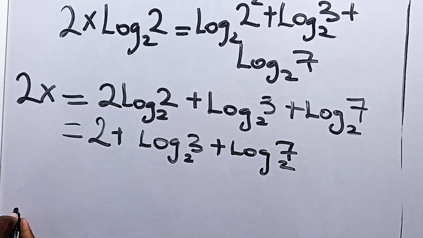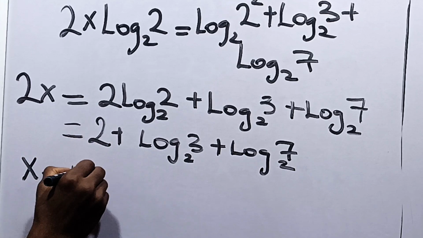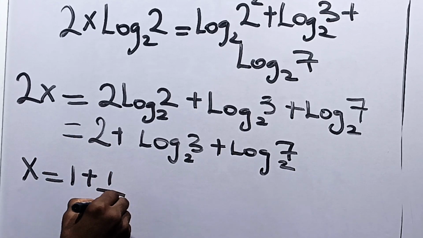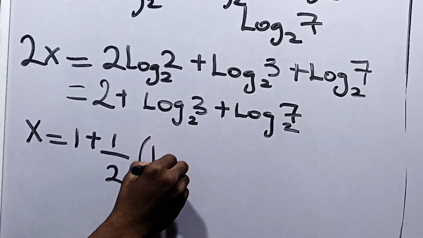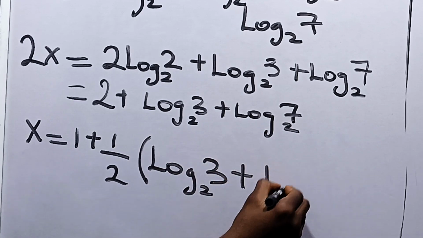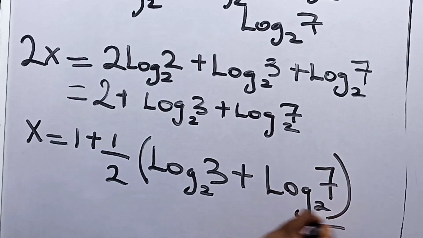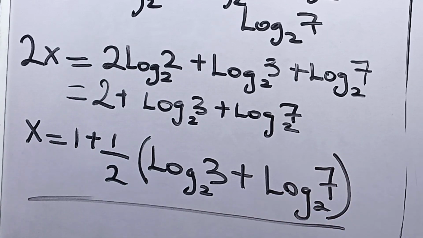Let's divide each term by 2 now. We now have that our x is equal to 2 divided by 2 is 1, plus 1 over 2 times the logarithm of 3 to base 2 plus logarithm of 7 to base 2. And this now becomes the final answer of x in this question.